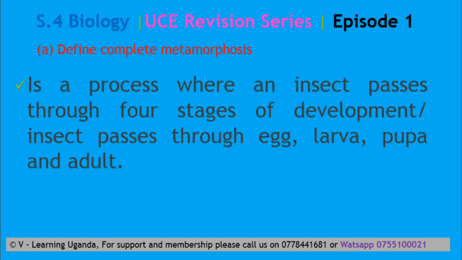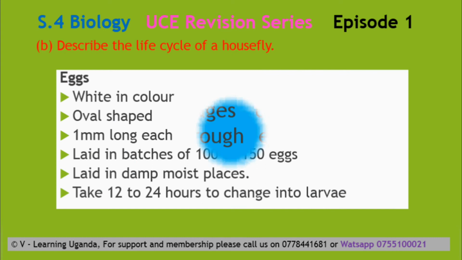Now, complete metamorphosis is a process where an insect passes through 4 stages of development. When we talk of the 4 stages of development, we mean the insect passes through the egg, larva, pupa, and adult stages. Those are the 4 stages of development in complete metamorphosis.